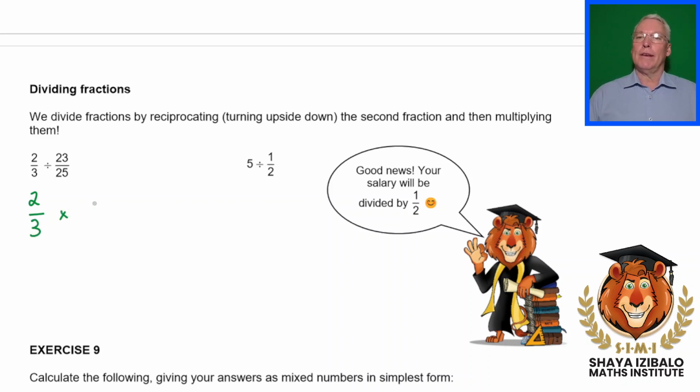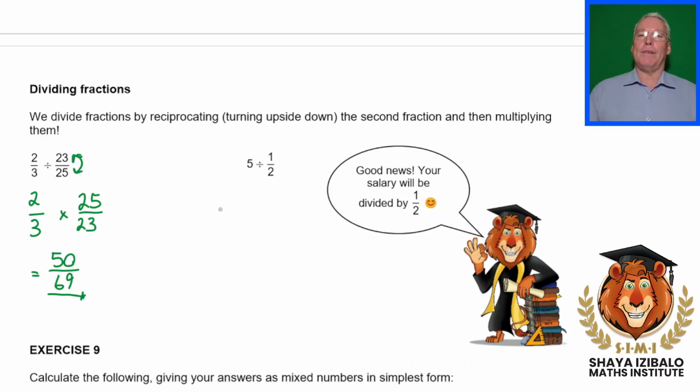So 2 over 3 divided by 23 over 25. When we divide by 23/25, it's the same as multiplying by 25/23. All we've done is turn that one over. And what we get now, if we multiply the tops and multiply the bottoms, is 50 over 69. And that, in fact, is as simple as it can get. There are no common factors in 50 and 69.